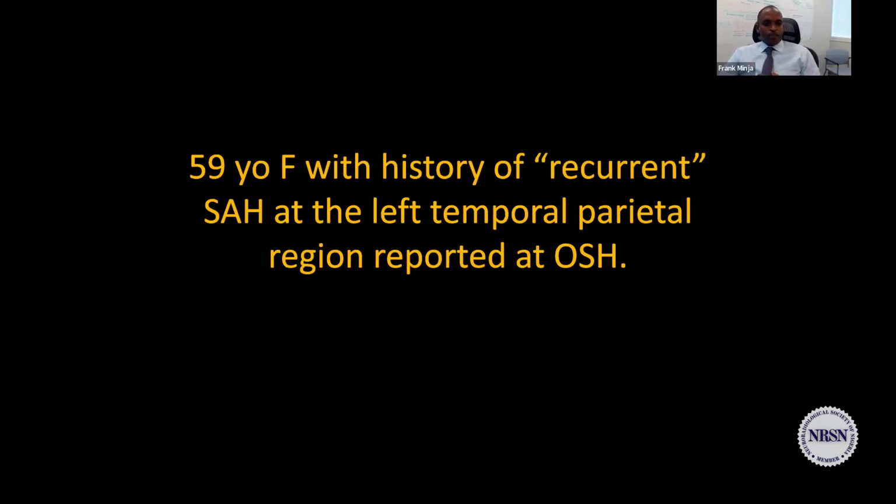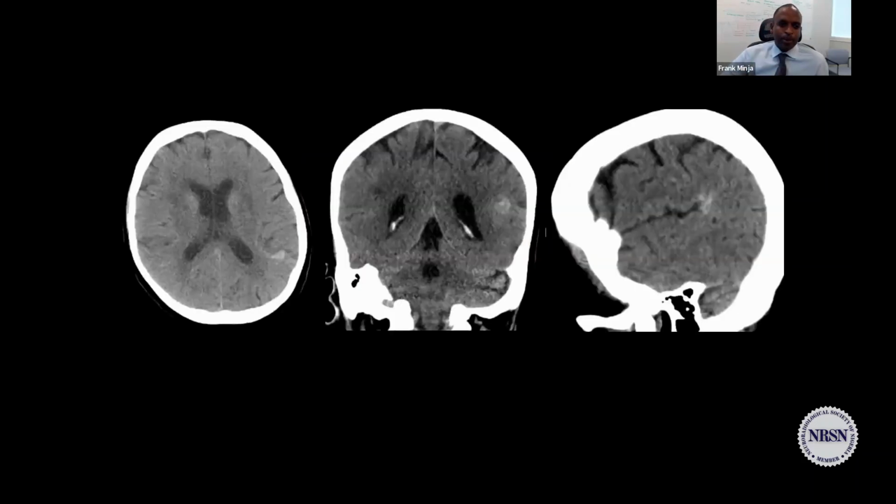All right. Let's jump into a 59-year-old female with a history of recurrent subarachnoid hemorrhage at the left temporal parietal region, reported by an outside hospital. OSH is outside hospital. This patient kept coming back every 3 to 6 months, and every time they go to this hospital, they say there is a little bit of subarachnoid hemorrhage at the left temporal parietal region. So how are you hemorrhaging in the subarachnoid space at the exact same location 4 or 5 times in a row?